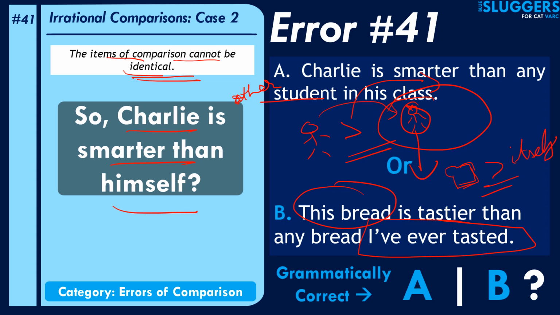So again, it doesn't make sense, because the items of comparison are identical in this case. So again, the word that you'd like to introduce here to make the sentence correct would be other. You'd rather want to say that this bread is tastier than any other bread I've ever tasted. So both the sentences were incorrect in this case.